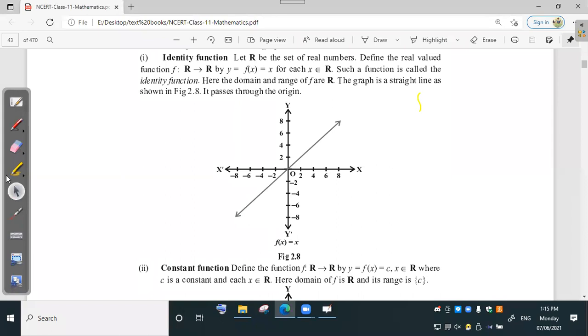f(x) = x for all x belonging to the real numbers. f is a function from real numbers to real numbers. f(x) = x means if we find the value of f(1), we get 1. f(2), we get 2. So 1, 1, 2, 2, 3, 3, and when you draw the graph, 4, 4 will come here. Like this, you will get a straight line. This is called the identity function.